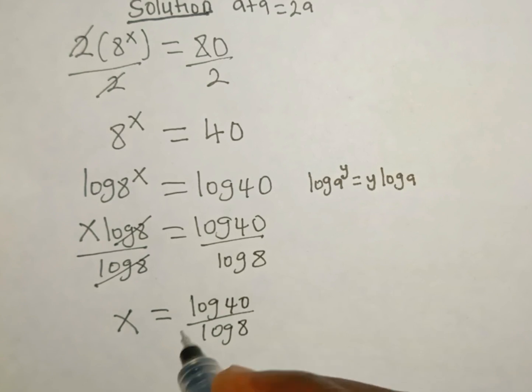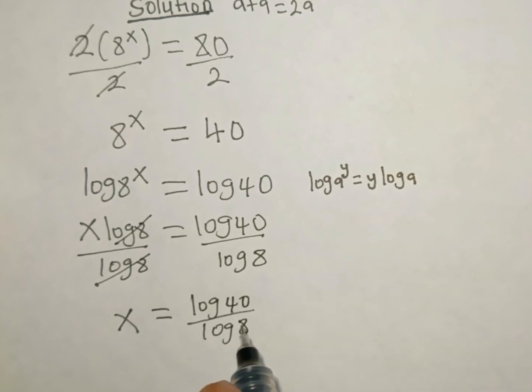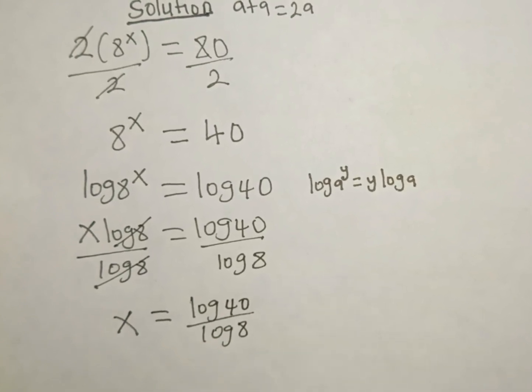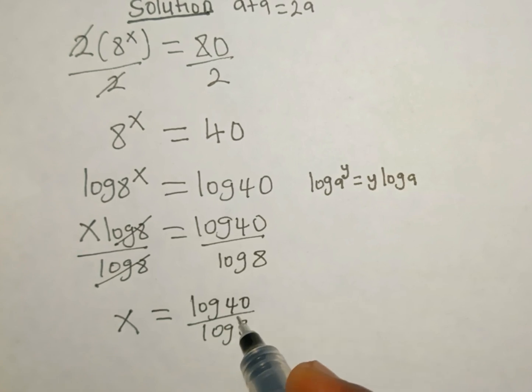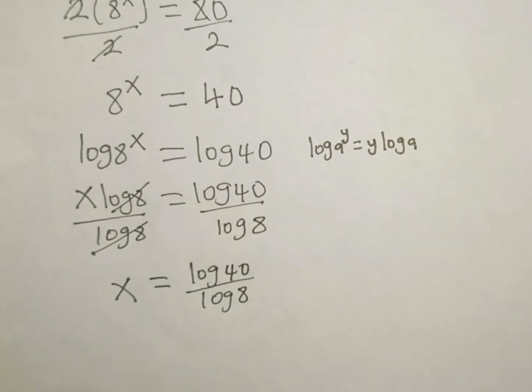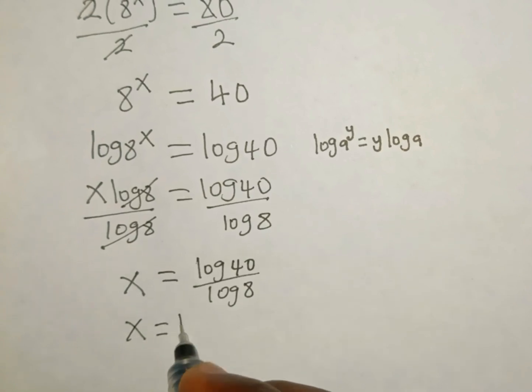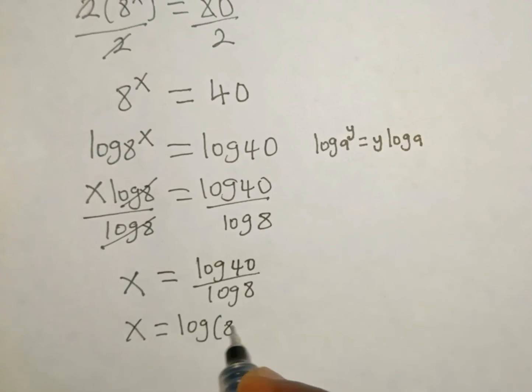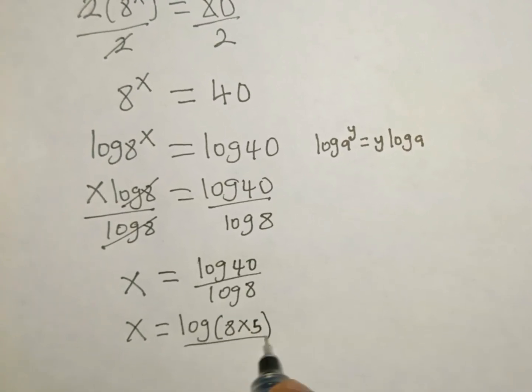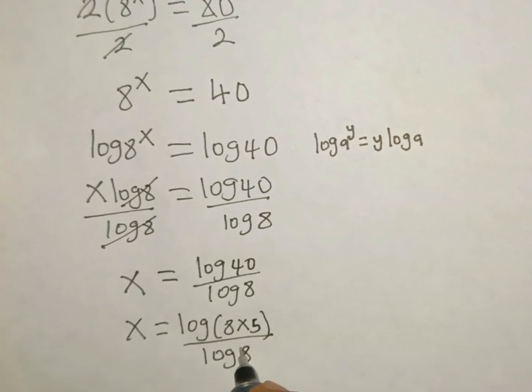But we're not going to stop here. We're going to simplify the right hand side to its lowest form. So recall that this 40 can also be written as 8 multiplied by 5, right? So we are going to replace 40 with log of 8 multiplied by 5, then everything all over log of 8.